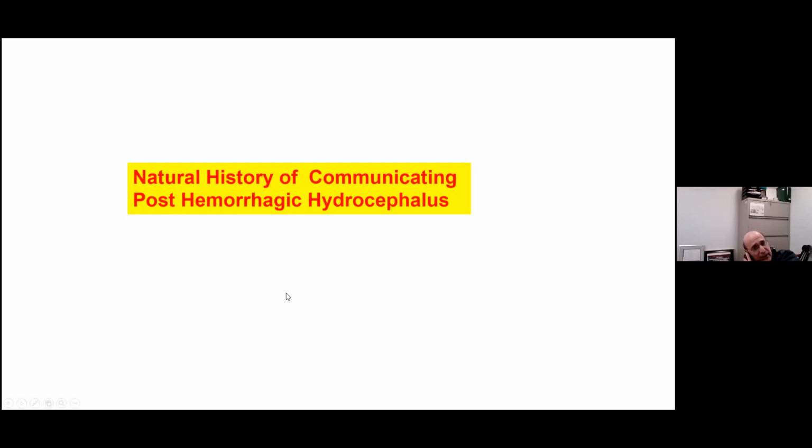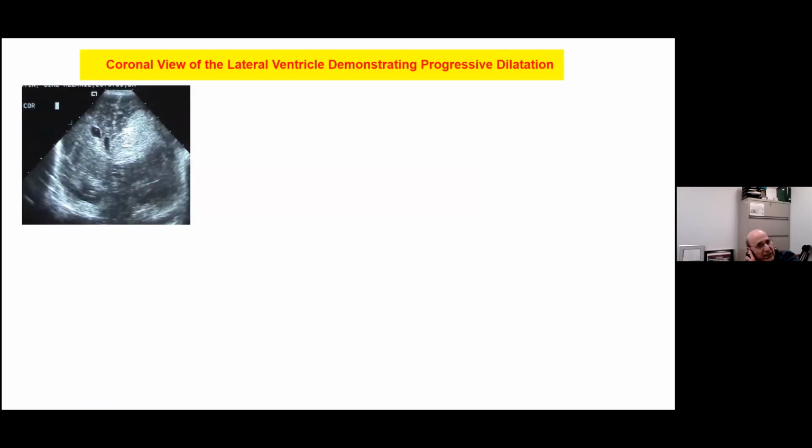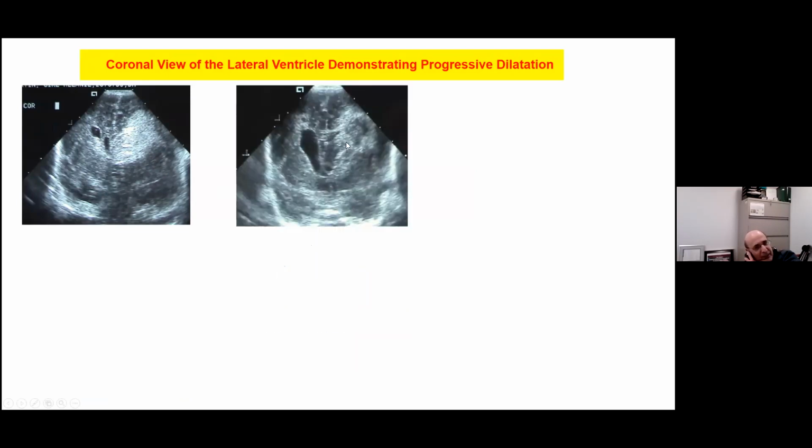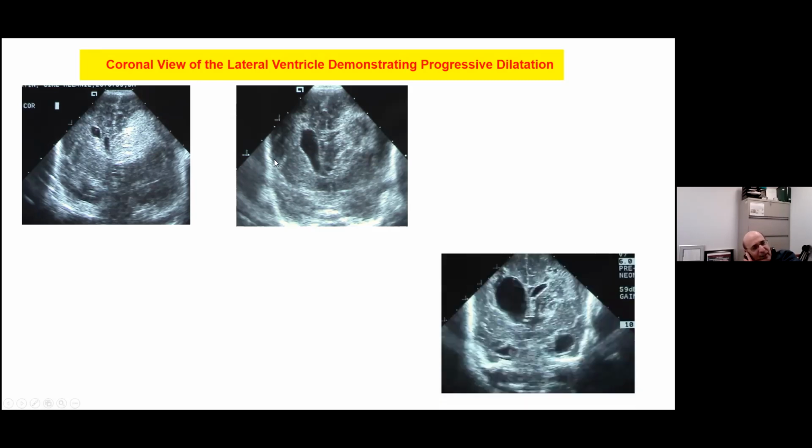So the natural history of communicating post-hemorrhagic hydrocephalus is shown in these series. So you see this, I'm fixated on this particular ultrasound image with this large interparenchymal echo density. And you can see the ventricles are starting to increase in size on both sides, the frontal horns. What's happened to the interparenchymal echo density, it's broken down, and you've now got cystic change. You even begin to see some cystic change on the right side, which you would have thought you may have seen an interparenchymal change over there.